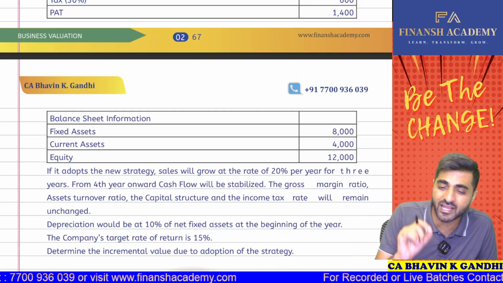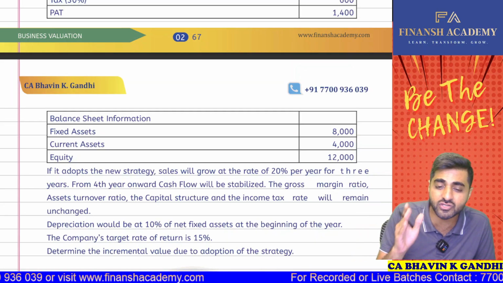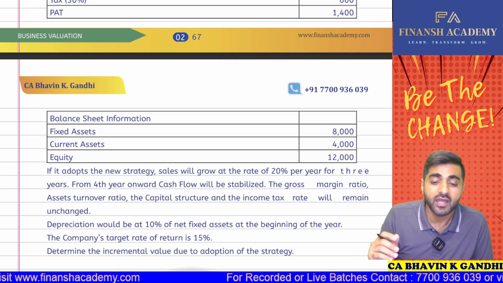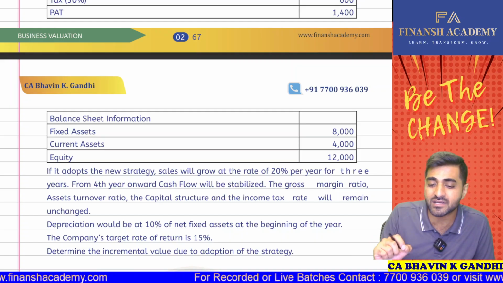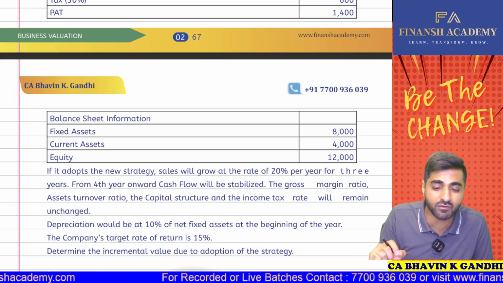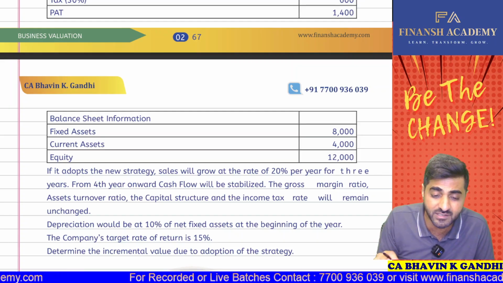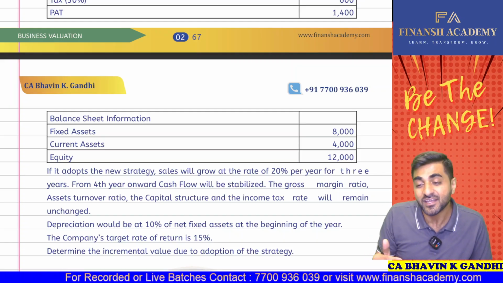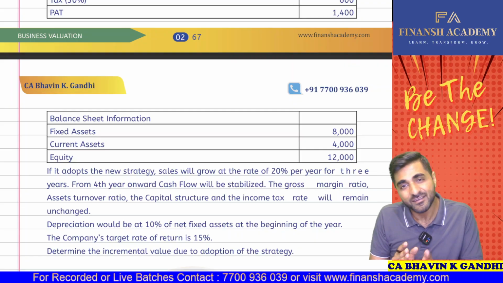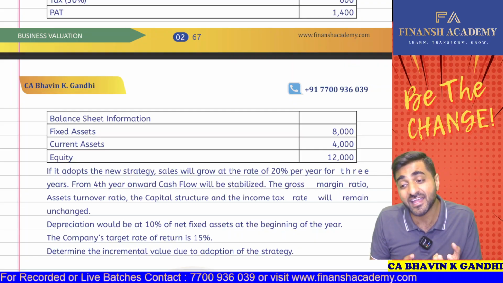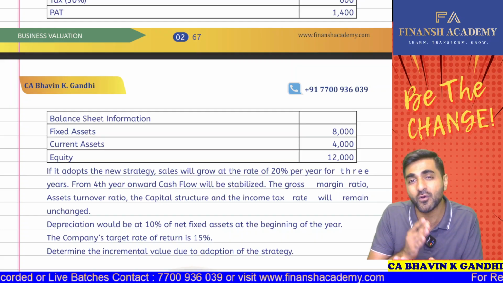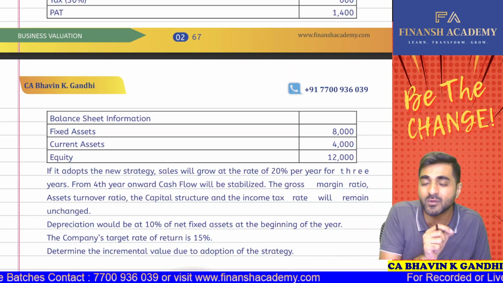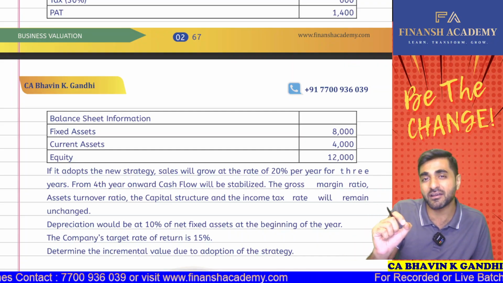From the 4th year onwards, the cash flow will be stabilized and the gross margin ratio, asset turnover ratio, and the capital structure and the income tax rate will remain unchanged. Depreciation would be at 10% net fixed assets at the beginning of the year, and the company's target rate of return is 15%. Determine the incremental value due to the adoption of strategy. So, my dear students, we have to find out the value of the existing strategy, and we also should find out what is the value of your new strategy. The difference between the two will be called as your incremental value of the strategy.